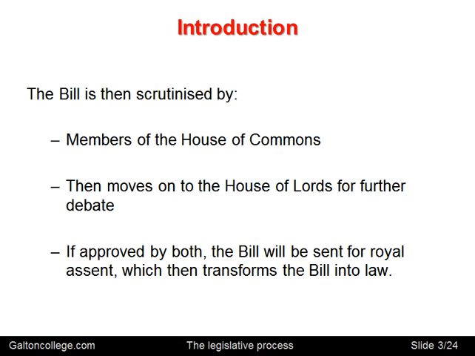The House of Lords will debate it. If the House of Lords disagree, they can delay the bill. They can't stop it because the House of Commons is more important. But they can delay it. They can hold it up. And after it's been passed by both houses, it goes to be signed by the Queen, and at that stage it's transformed from a bill into law. Now in a nutshell, that's how laws come about.